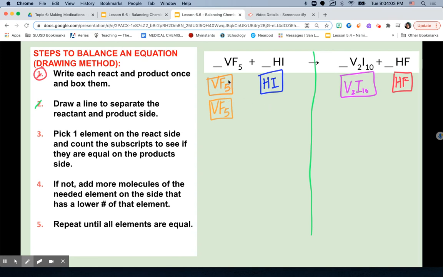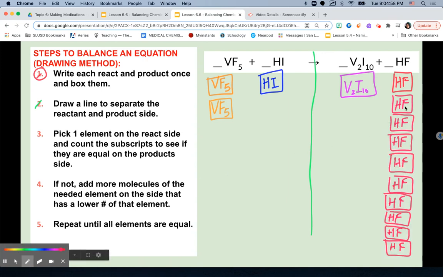So I might also notice the second element. How many F's do I have total now? Well, I have 5 from here, 5 from here. So a total of 10 F's on my reactant side. So I need to get 10 F's on my product side. So I'm going to draw HF until I have 10 F's. So 1, 2, 3. Okay, so I drew HF 10 times. So now I have 10 F's and 10 H's total.